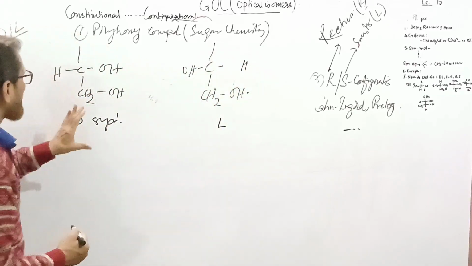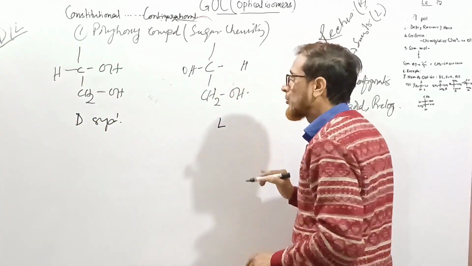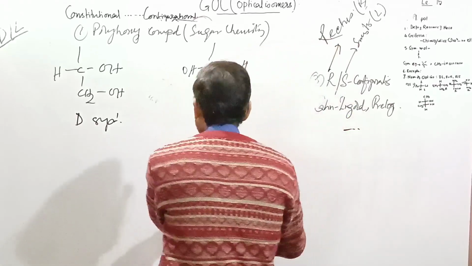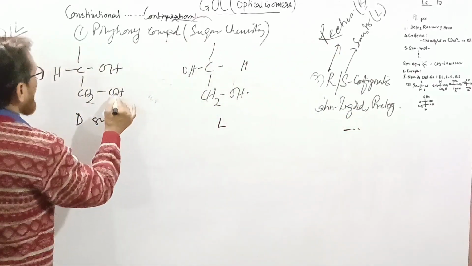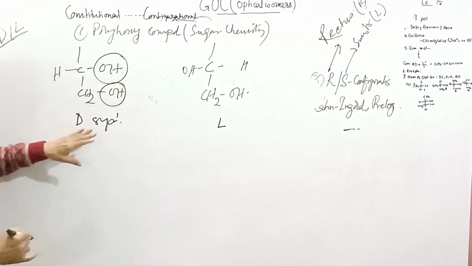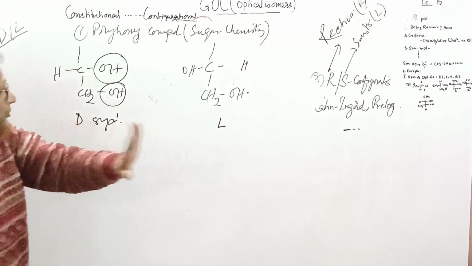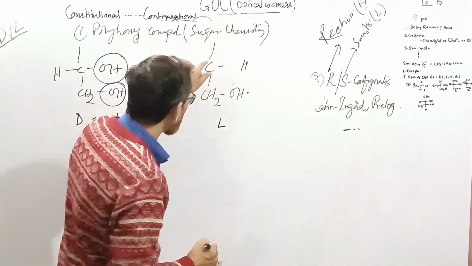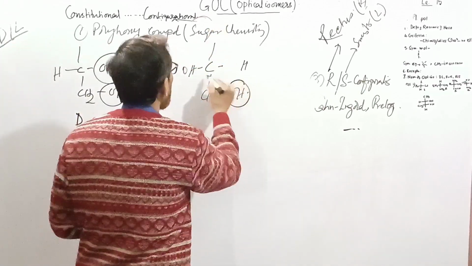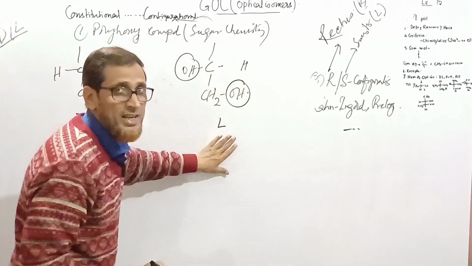So if the sugar, say C6H12O6 glucose, if you go to the last part and the OH and OH are on the same side, then this structure is called D-glucose. And in the glucose structure, if you find that at the last two carbons the OH groups are on different sides, then you will call it the L structure.